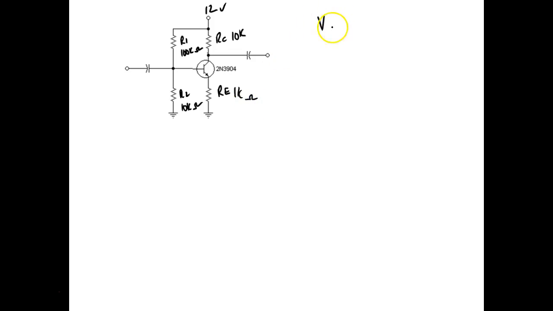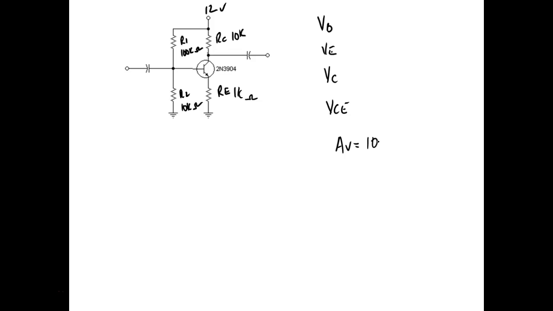So we need VB, VE, VC, VCE, and then our approximate gain. Well, it looks like it's got a gain of 10, right? Yeah, VB. We know how to calculate all this garbage. So these are the ones.